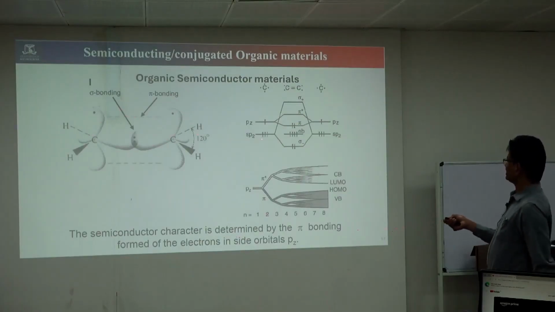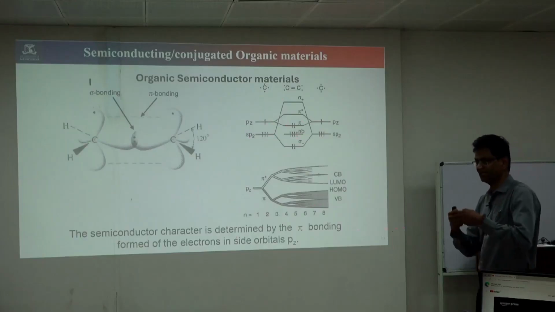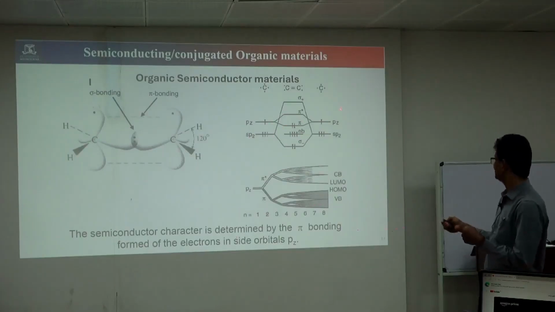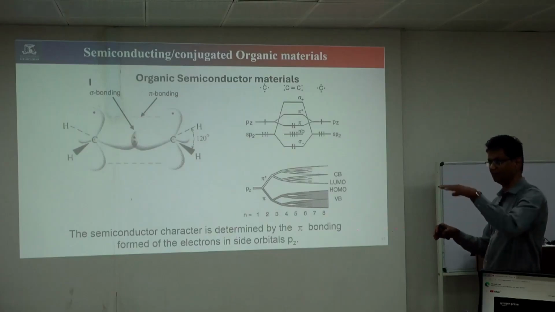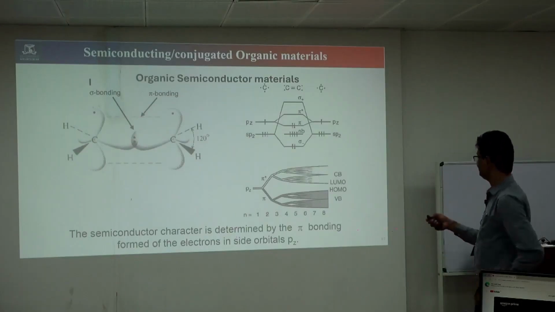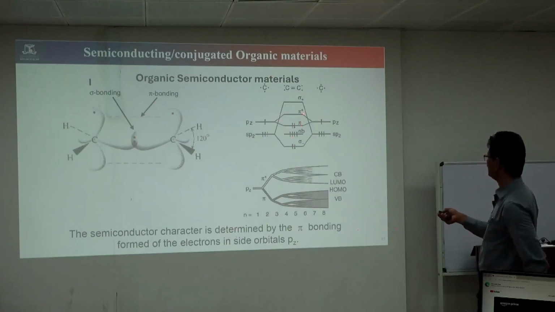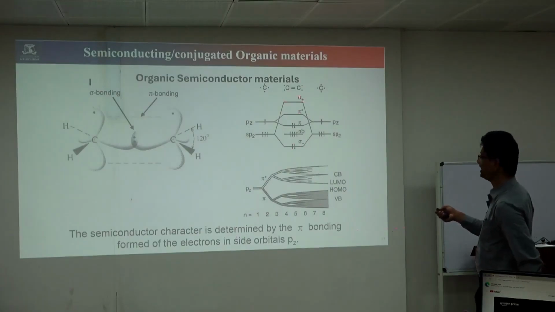Okay. So the sigma bond is highly energetic because it is highly strong. That's why the sigma bond's energy level is very big. But when you have a pi bond, the electron is delocalized. You see the energy band gap becomes very small. Pi and pi star is very small, whereas the sigma bond is very, very large.